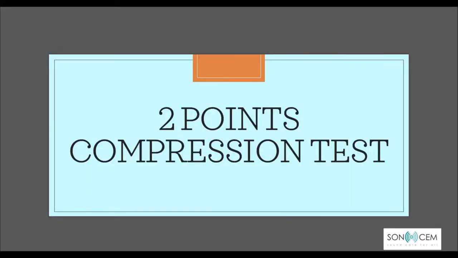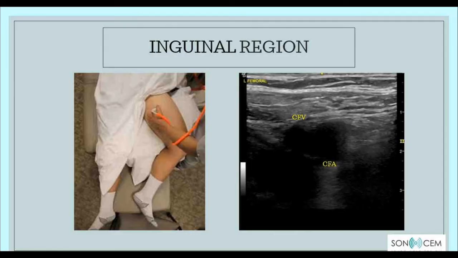So overall, in this lecture, we will focus on the 2-point compression test, which is more important in diagnosing DVT. So we start scanning at the inguinal region. Patient lying supine, and the hip must be slightly flexed and externally rotated.